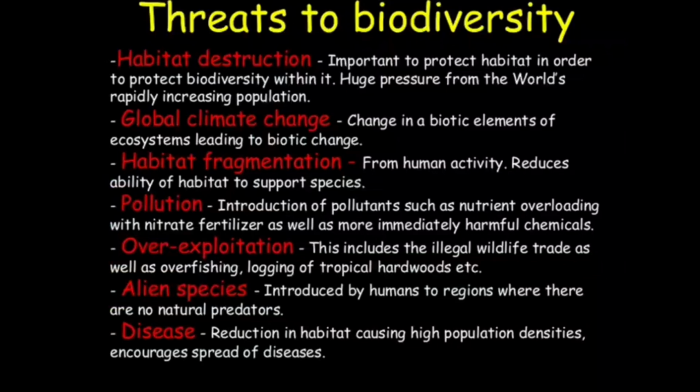Alien species. It is introduced by humans to regions where there are no natural predators to damage the local species. Disease. Reduction in habitat causing high population densities encourages spread of diseases.